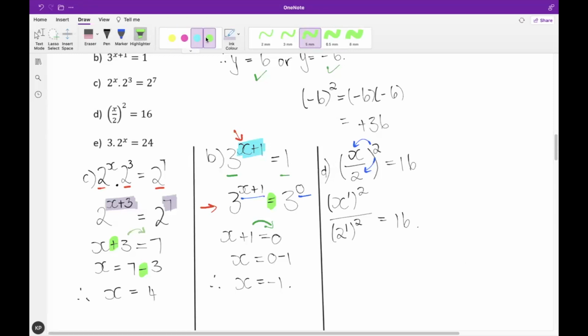What happens with these two exponents here? Now we have changed to the law of power to a power. What happens with those two exponents? We multiply. Lovely, Seth. So then we have x to the power of 1 times 2, which is just x squared, over 2 to the power of 1 times 2, which is 2 squared. All right. And this is equal to 16.